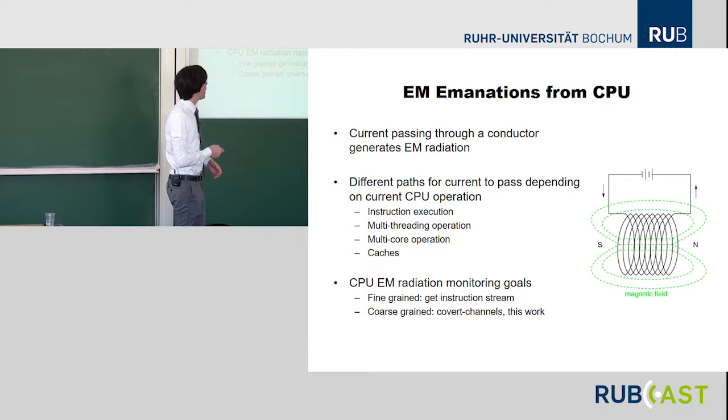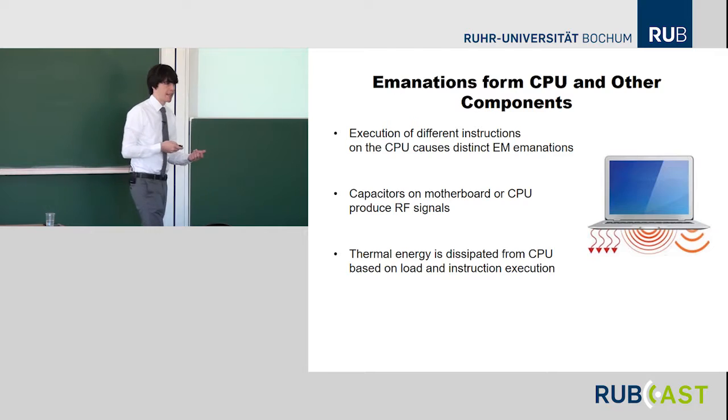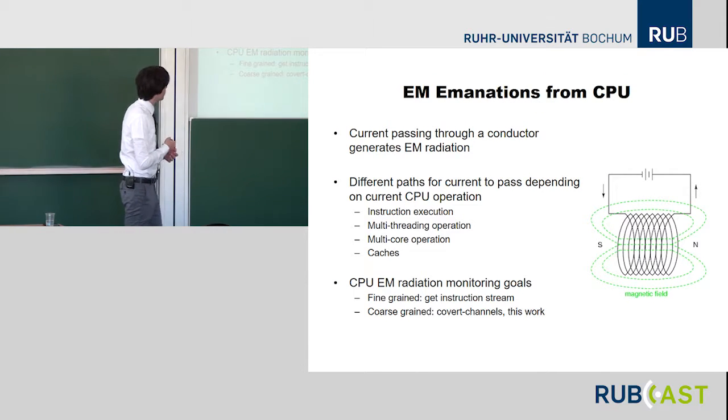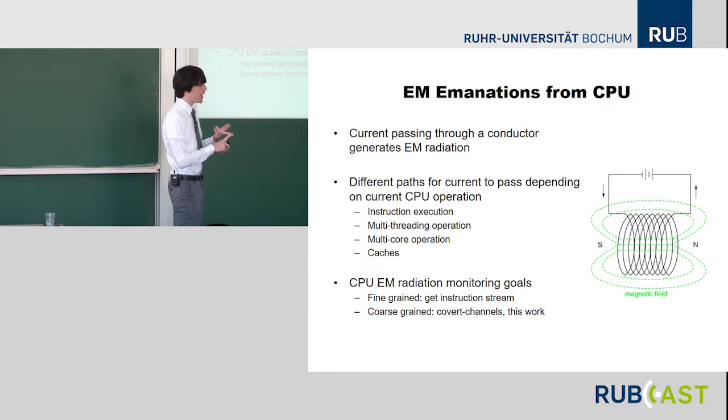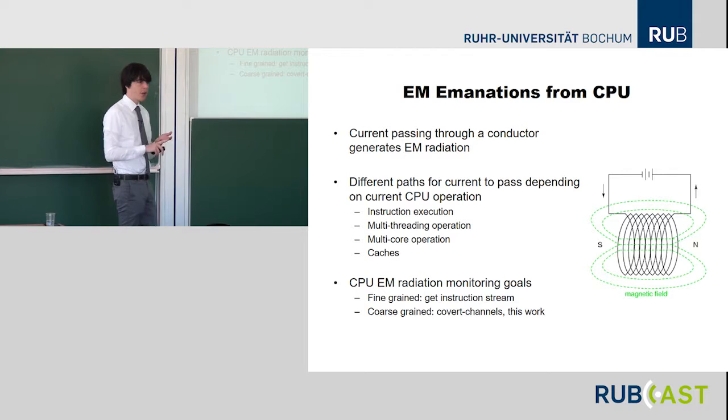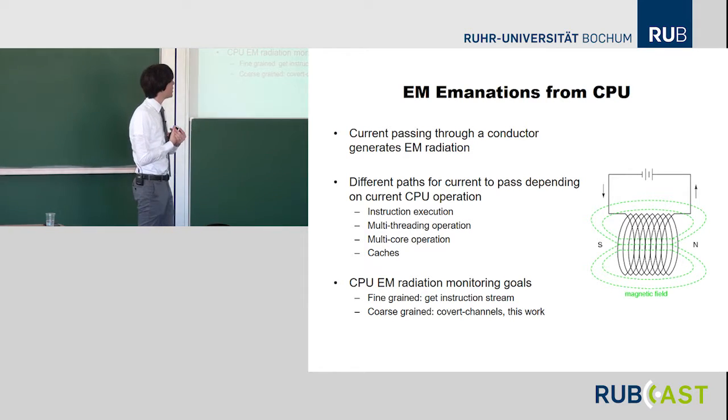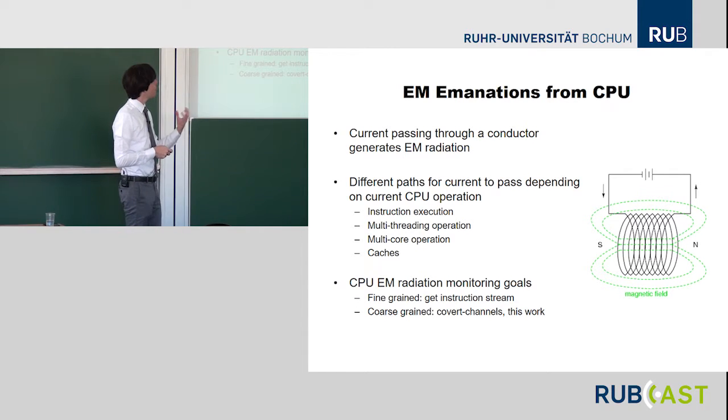And in this work, we focus on the electromagnetic emanation. Anytime you have some current going through a wire, you will generate an electromagnetic field that you can pick up. And this electromagnetic field is related, in some sense, to what the CPU is doing. You can think of what instruction the CPU is executing, whether there's some multi-threading going on, whether you're accessing the processor caches. Different operations of the CPU will generate different signatures. You can look at the CPU electromagnetic emanations at two granularities: fine and coarse grain. We're doing the coarse grain.